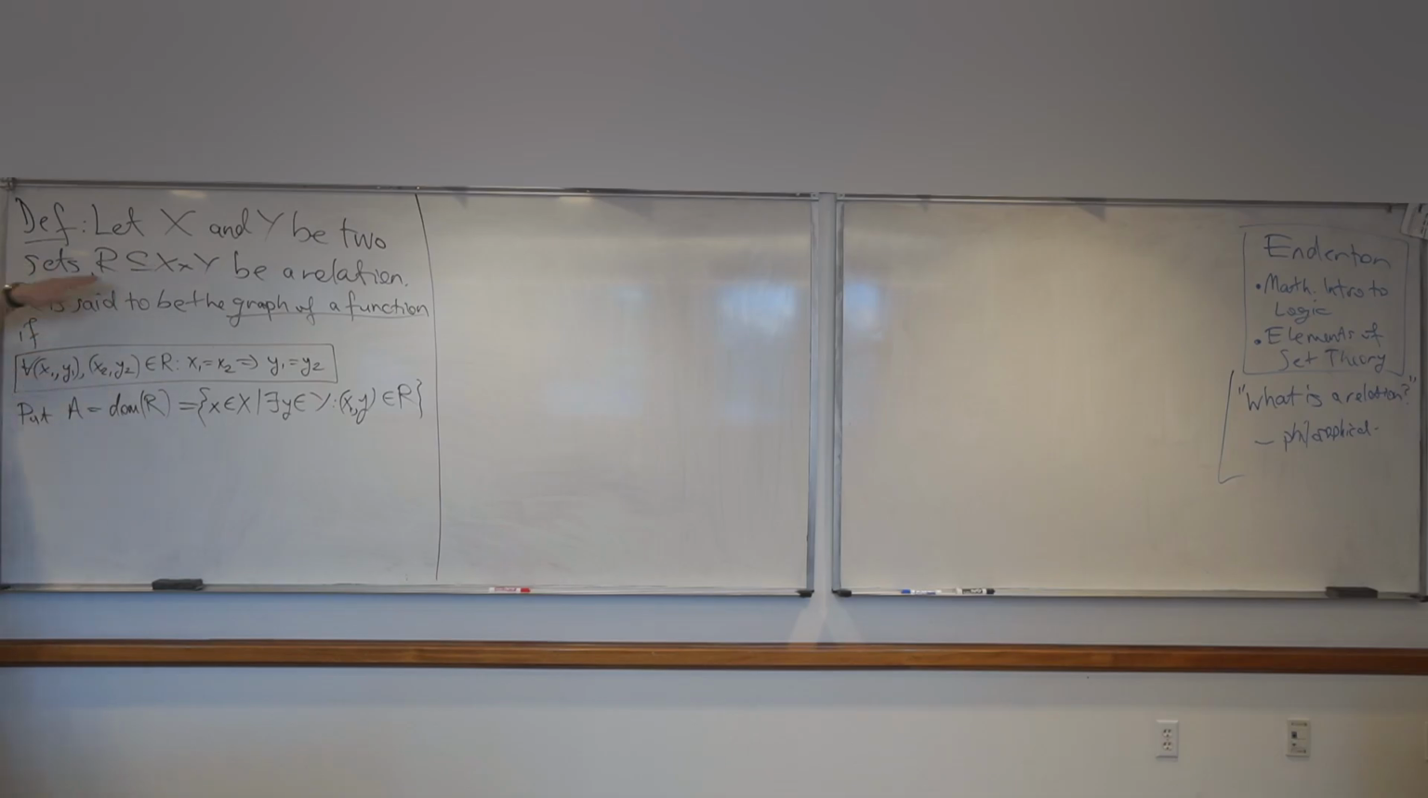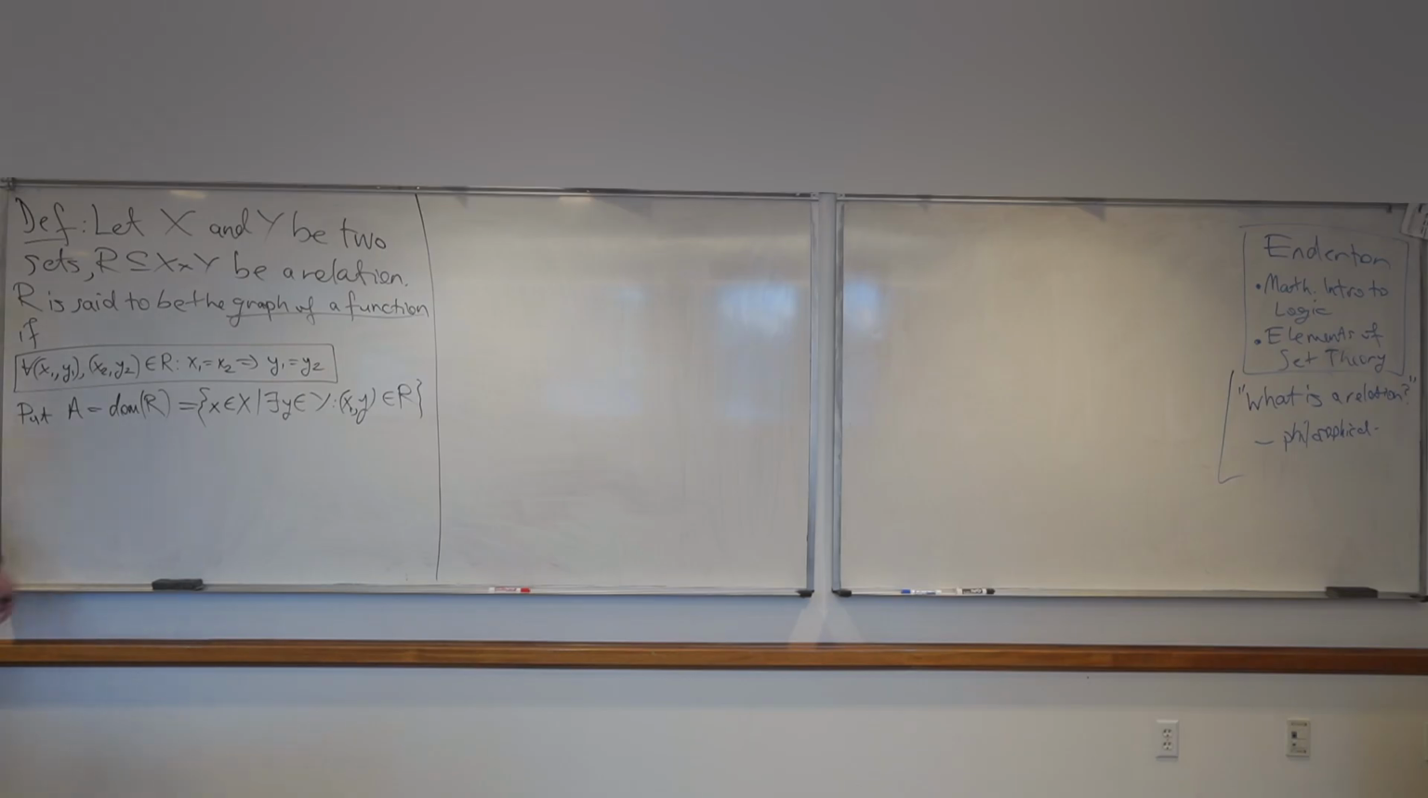Now you're going to see something like this as well. Technically, this is redundant. First I'm saying R is a subset of x times y, and then I'm explicitly saying let this be a relation too. Okay? Don't get confused about this. This is something that people do quite often.